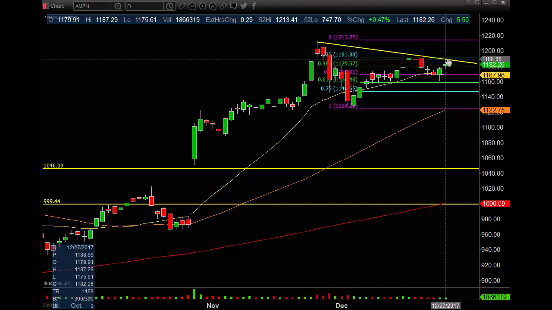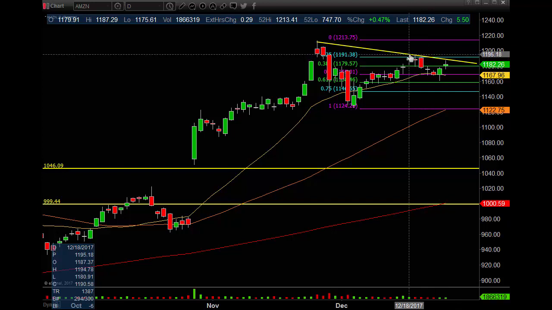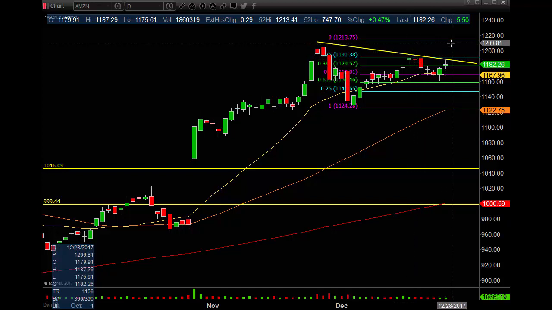But if we get above this 1195 area or this little pivot right here, then I think we're off the double top and possibly higher. So keep an eye on that one, as well as the rest of the market. Like I've been saying, everything's going to be a market trade. So watch for that. If the markets are going down, meaning everything will go down.